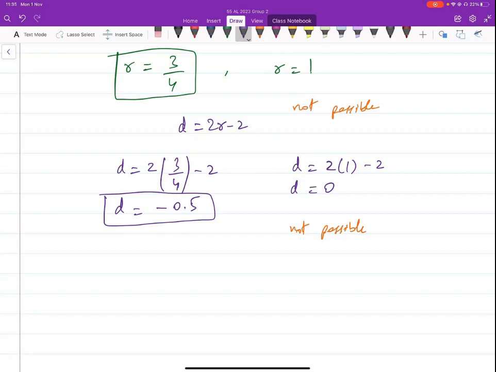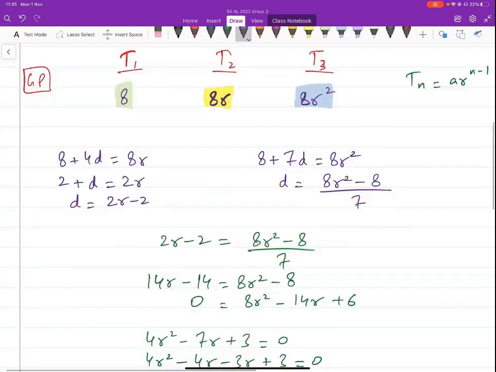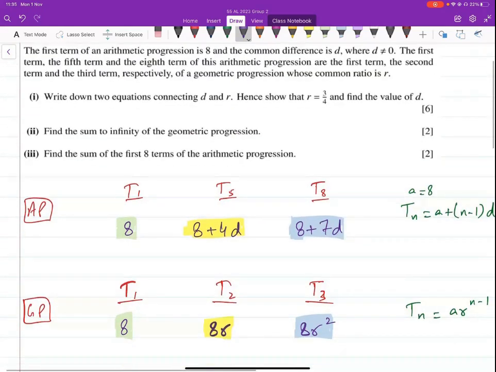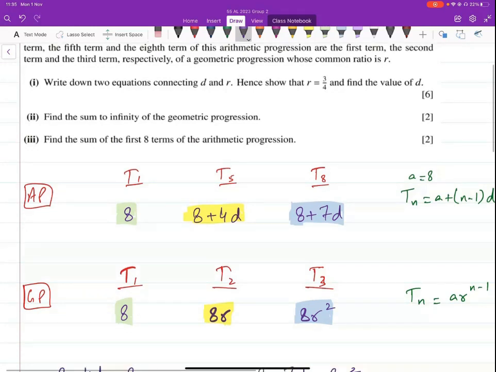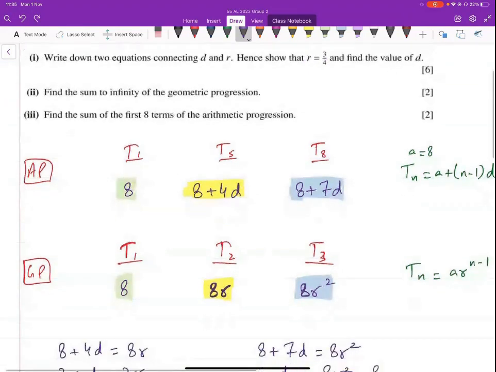Any questions? No? So that was the second part here. No, that was the first part. We had to show that R equals 3 over 4. We have shown that. And we had to find the value of D. We found the value of D there as well. Now it says in the second part, find the sum to infinity of the GP. Sum to infinity कैसे निकालते हैं?